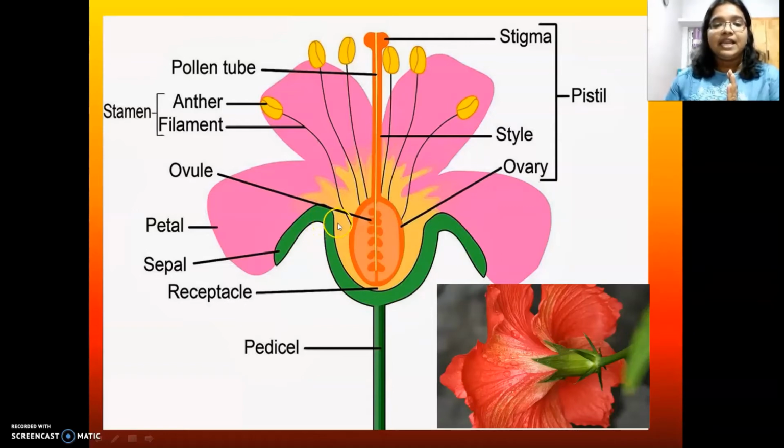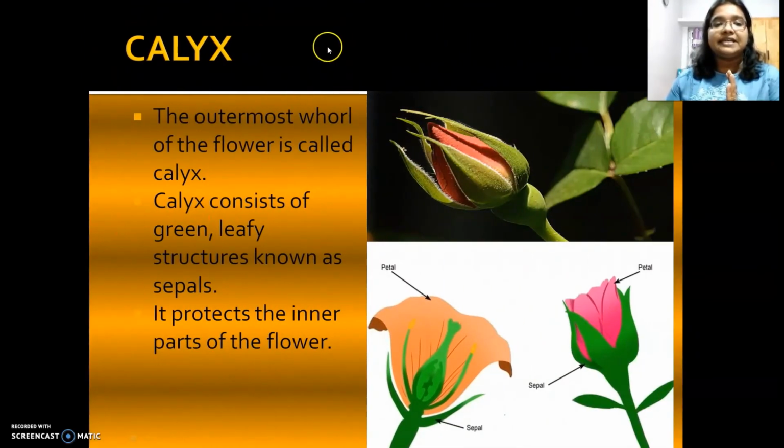Okay. Now, let's see each whorl in detail. First, I told you calyx. Calyx is the outermost whorl of most of the flowers, which is made up of numerous sepals. Sepals are arranged as a whorl, and that forms a calyx. Calyx is the green colored part of the flower. And the main function of the calyx is to protect the flower while the flower is in bud stage. Normally, calyx falls off as soon as the fruit is formed.